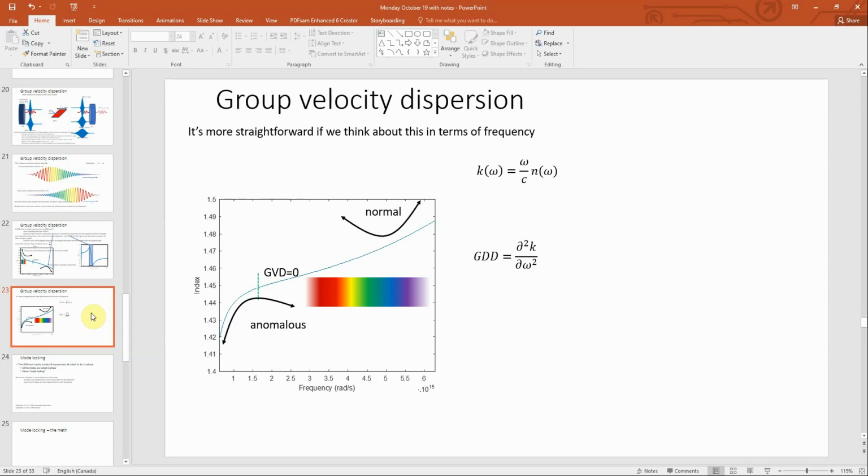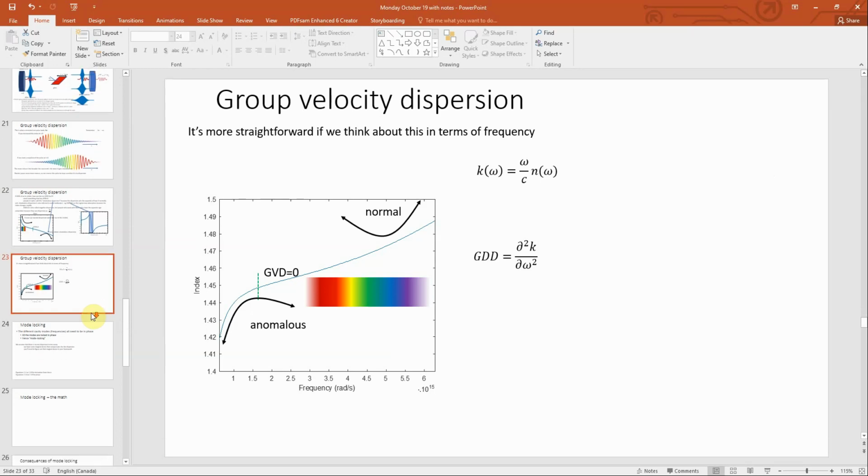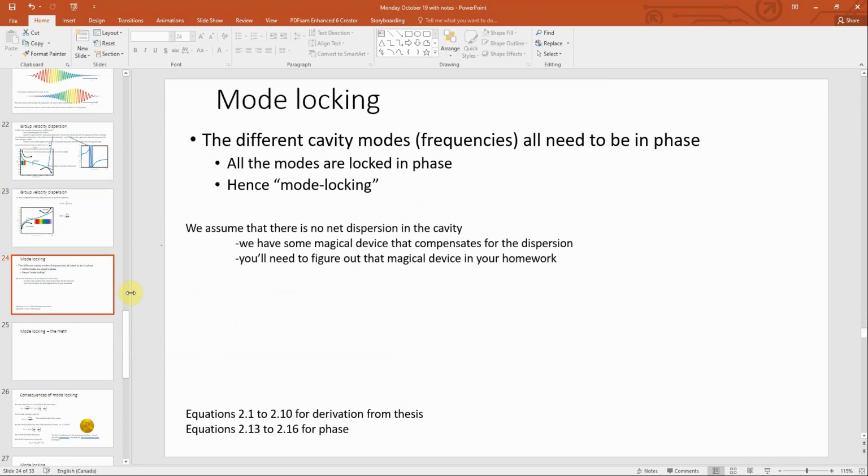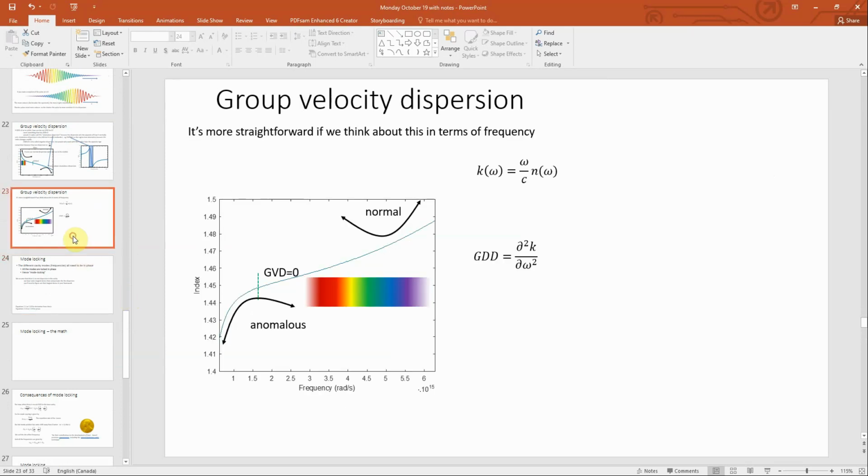We'll go through the math about this in class. In fact, I might have actually already gone through that in the last lecture. But what we want to talk about is regions of normal and anomalous dispersion, or showing that we can have both anomalous and normal dispersion. And if we have, our cavities just need to have net zero group velocity dispersion within the cavity.